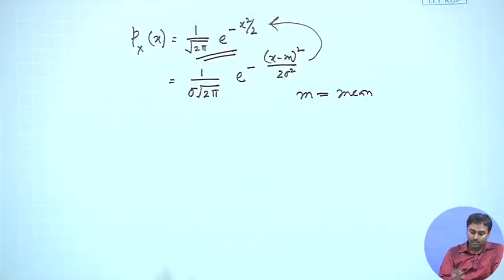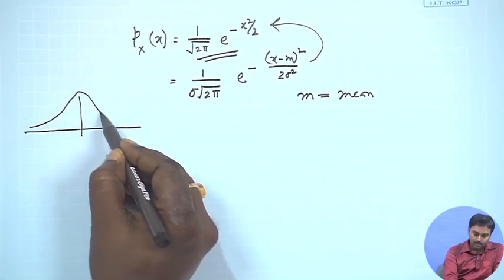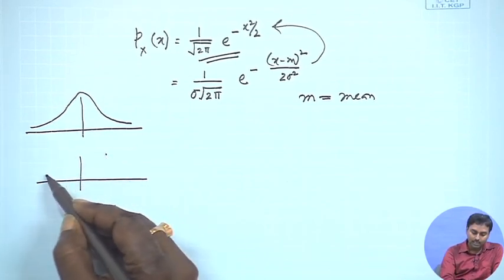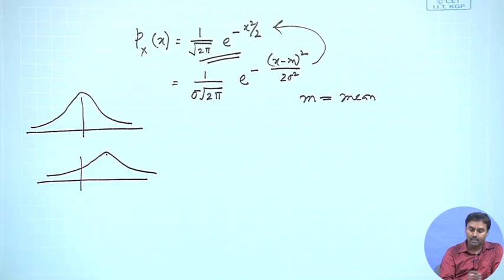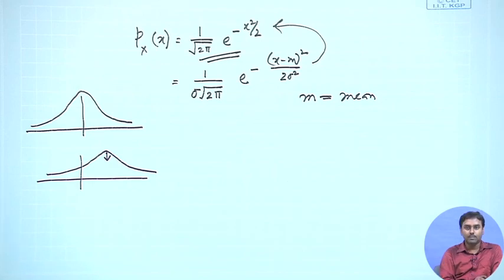So this is a typical Gaussian distribution. If the mean is 0, it looks like this, the famous bell curve, or if the mean is m, it will be centered around m and look like this. As you increase sigma, this will become flatter and the top will come down, because the area under this must always be 1. As you decrease sigma, the top will go up and up and this will become sharper. So that's a typical Gaussian distribution.